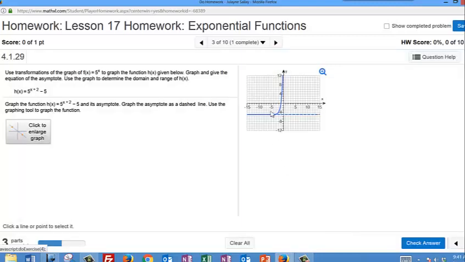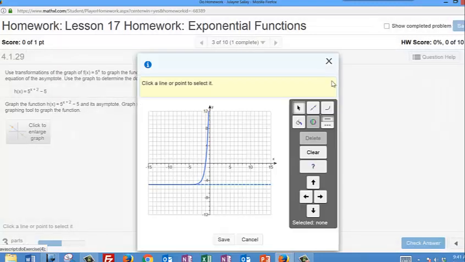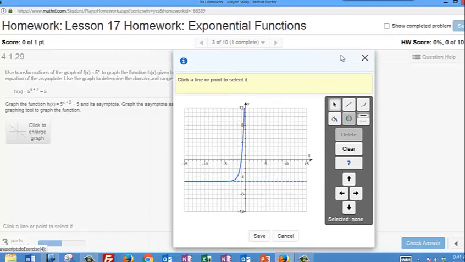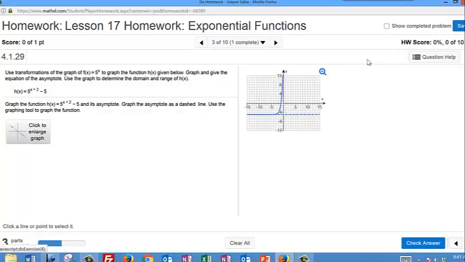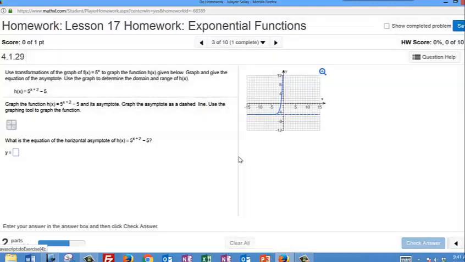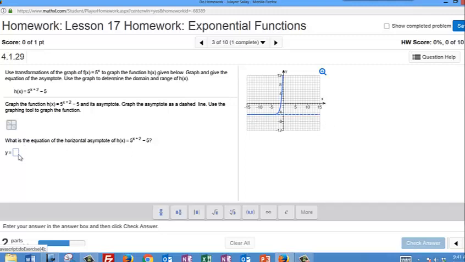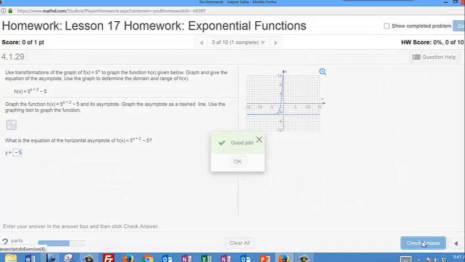Once I save it, it becomes blue on my actual picture. If I want to blow that up a bit, you can see that a little better. Okay. So now that I believe I have graphed it, and I've graphed the asymptote with a dashed line, now I think I'm going to go ahead and check my answer. Good job. What is the equation of the asymptote?